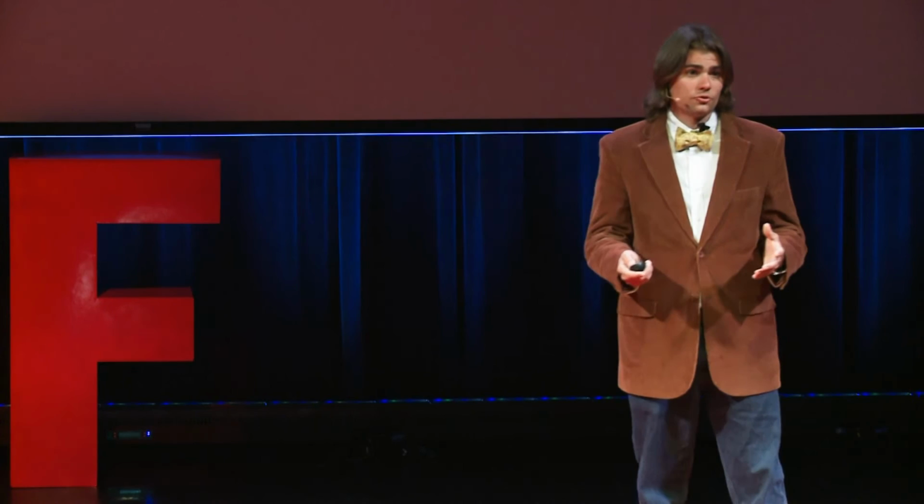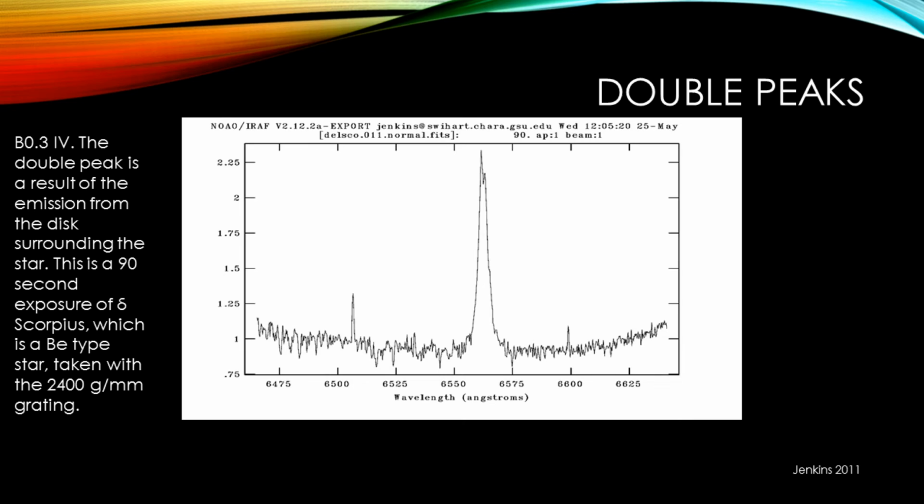This is showing another example of a double peak in the H-alpha, so this line right here is H-alpha. You can see this slight shift in the peak. That's from the Doppler shift of a circumstellar disk of material around a BE star as one side is coming towards you and the other side is moving away from you. You can get rotation rates, all right?